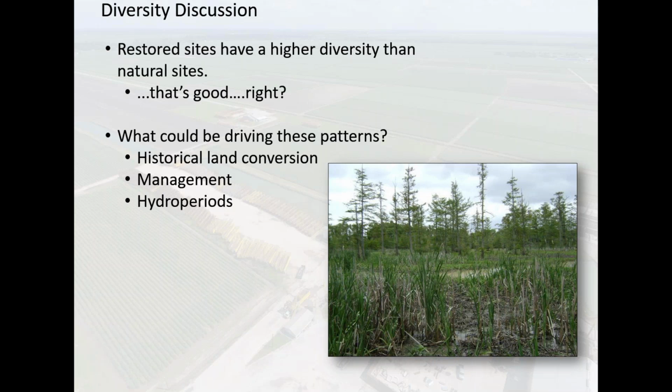So what we mean by historical land conversion is that the Delta is an area of incredibly fertile soil. Most of it was converted to agriculture, and only those areas that were extremely wet and not able to be converted to agriculture were left as wetlands that weren't managed. So potentially, when we're looking at our wetlands on the landscape, the only wetlands that were left were those that were more palustrine in nature compared to ephemeral wetlands.